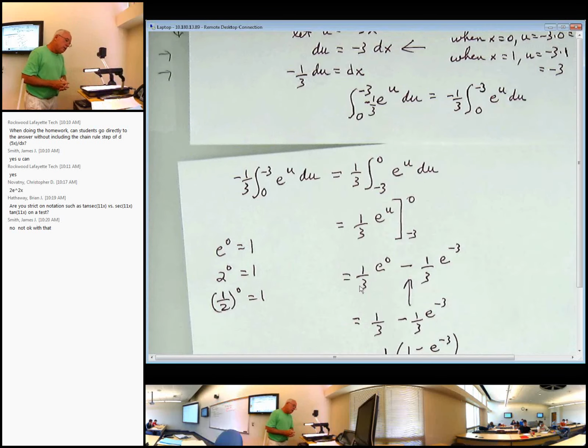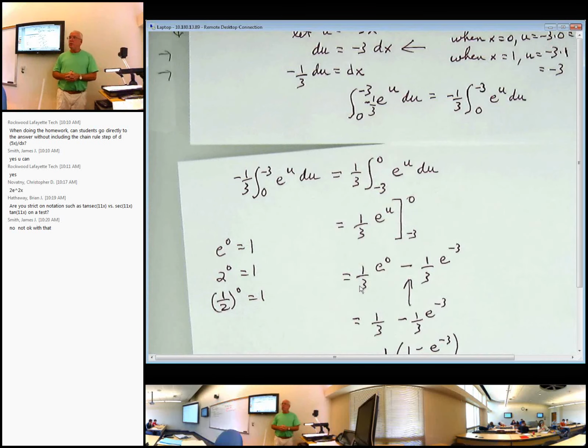Okay. How are we with this example then of integrating with the definite?